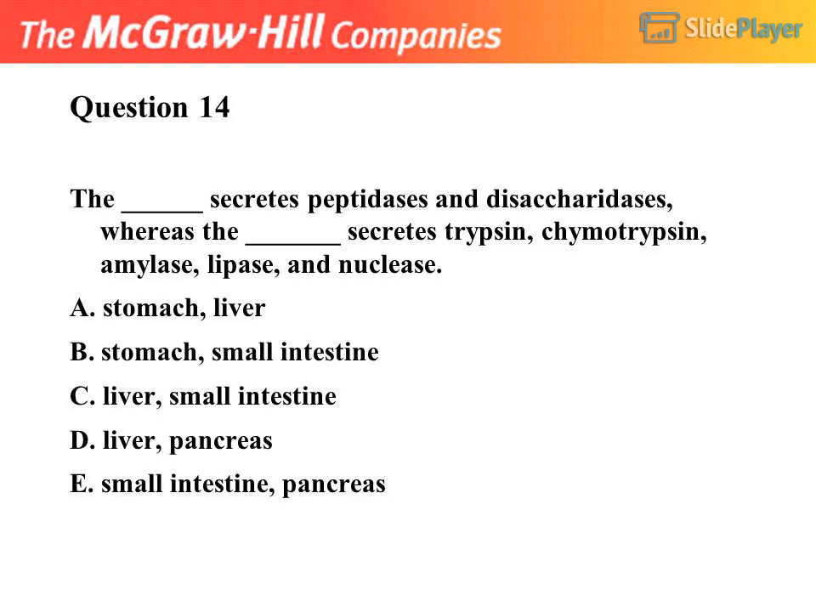Question 14. The underscore secretes peptidases and disaccharidases, whereas the underscore secretes trypsin, chymotrypsin, amylase, lipase, and nuclease. A. Stomach, liver. B. Stomach, small intestine. C. Liver, small intestine. D. Liver, pancreas. E. Small intestine, pancreas.